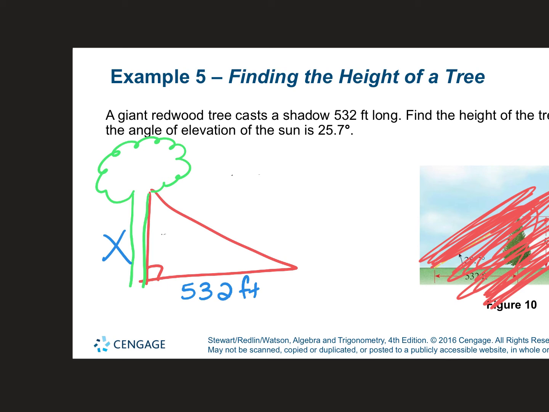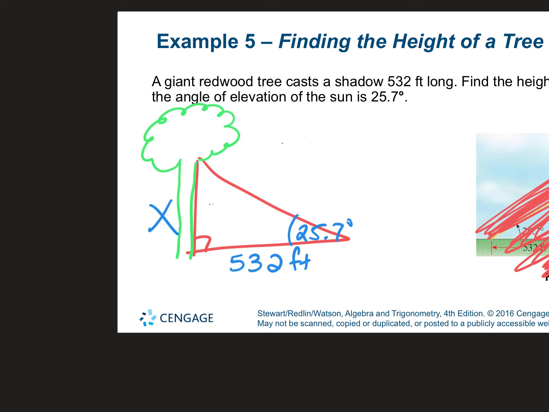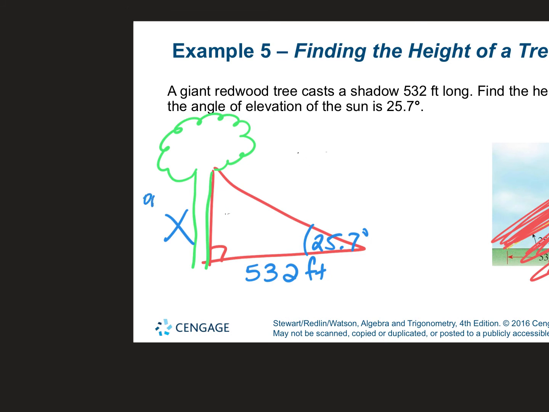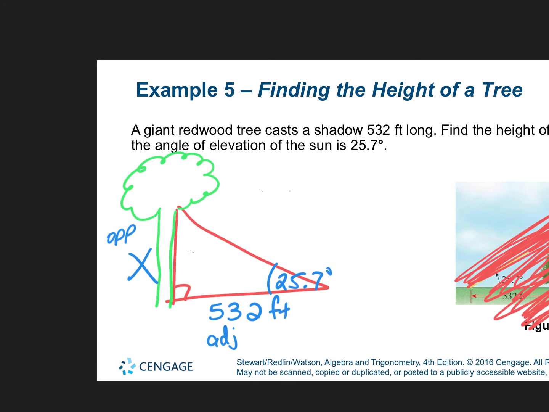What is the angle of elevation or depression that I'm going to use? Find the height of the tree at the angle of elevation. So where is 25.7? On the bottom. The angle of elevation is 25.7 degrees. What trig function would I use? Well, what do we have? In regards to my angle, 25.7, what is x? It's the opposite side. And what is 532? The adjacent side. What trig function uses opposite and adjacent? So I would say the tangent of 25.7 equals x over 532.